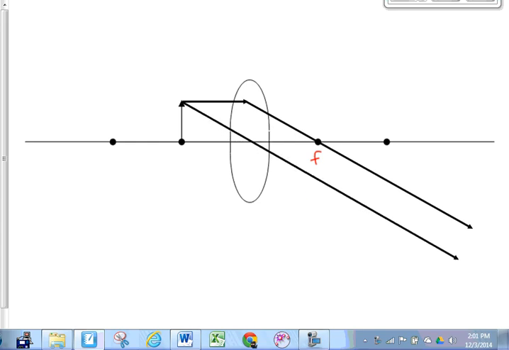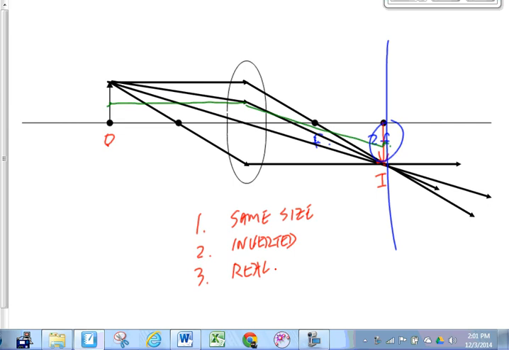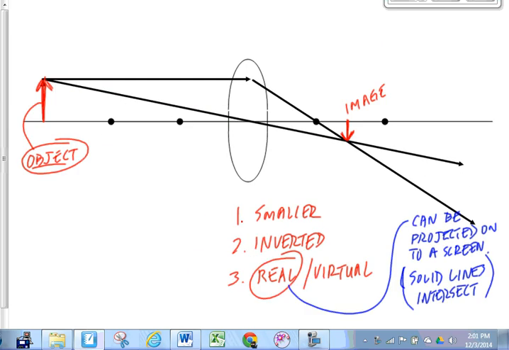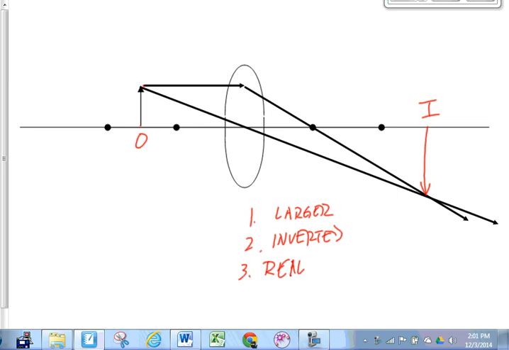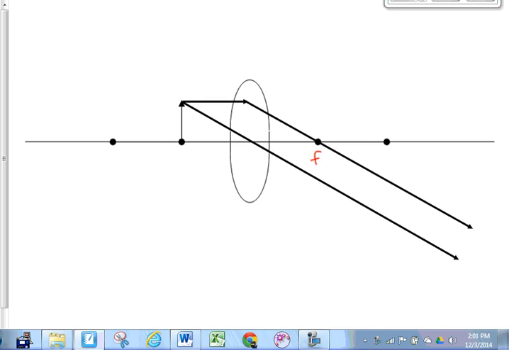Do these guys converge? Or do they come together? They're parallel, right? They don't come together. There is no image formed here. I started off with an object really far away from the lens. It produced a really small image, but upside down. Then I moved it closer. It produced a bigger image, a little bit bigger than it was before, but still upside down. Moved it even closer, produced an even bigger image, but still upside down. Now what am I producing? No image.